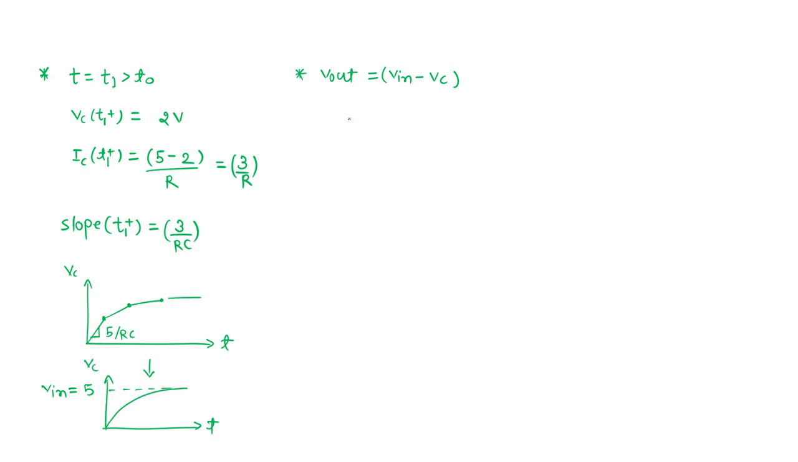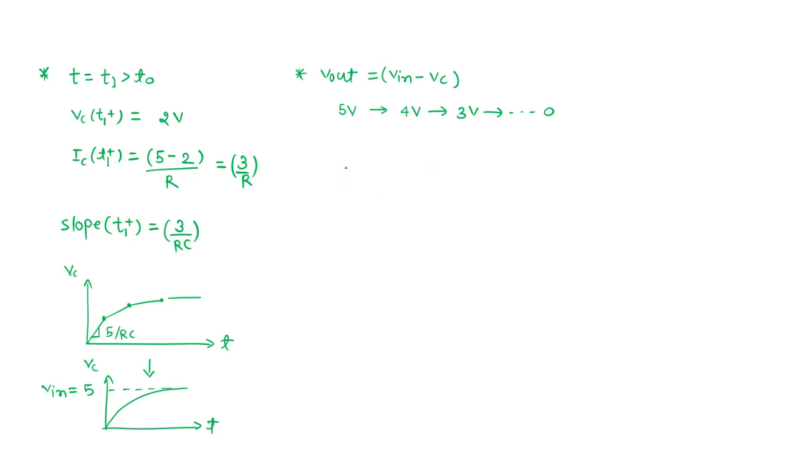So we can write, initially what was the output? Initially it was 5 volt, because the capacitor was 0. After that, the capacitor reached 1 volt, then slowly reached 2 volt, then 3 volt, and slowly the output goes to 0 volt.